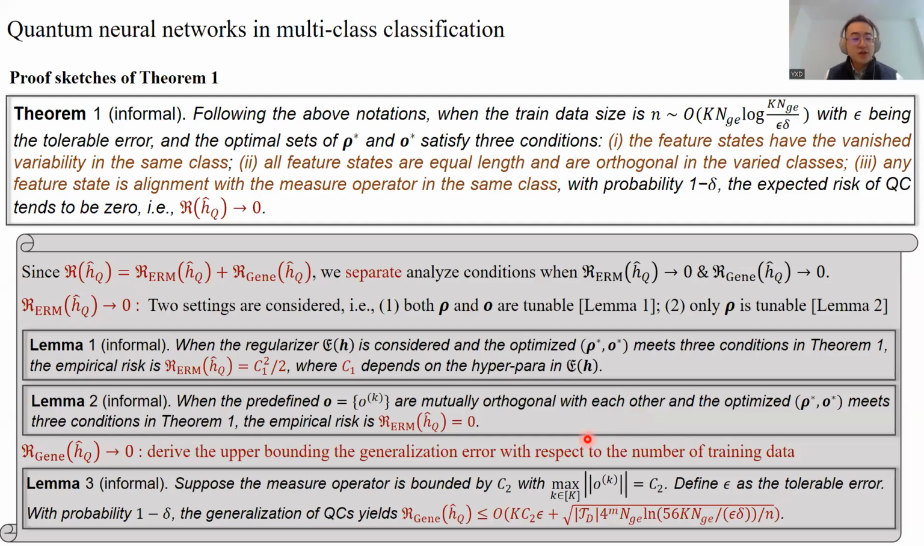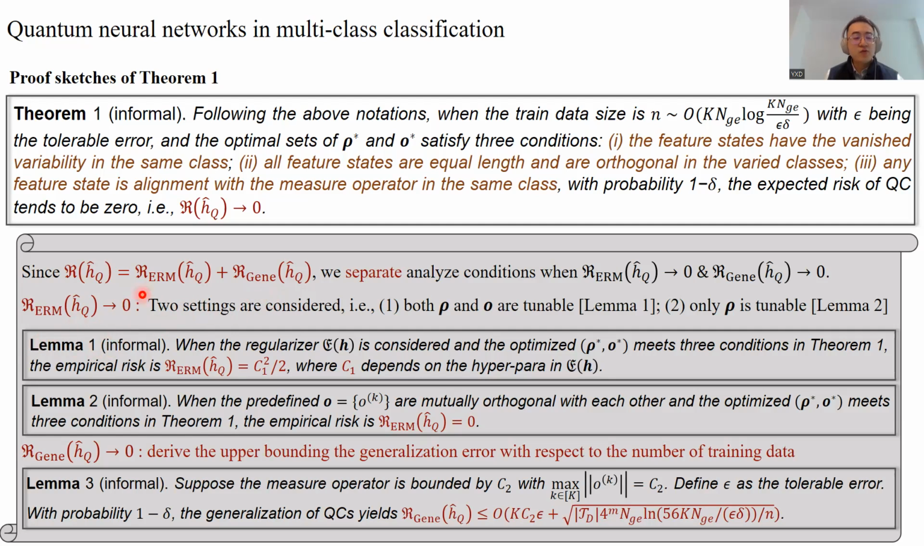And I just give some proof sketch of the theorem, and the details can be found in the paper. As we can see, if we want to prove the expected risk tends to be 0, we need to decompose it into two tractable terms, the empirical risk and the generalization error. So in the proof, we separately analyze the conditions when the empirical risk tends to 0, and when the generalization error tends to 0.